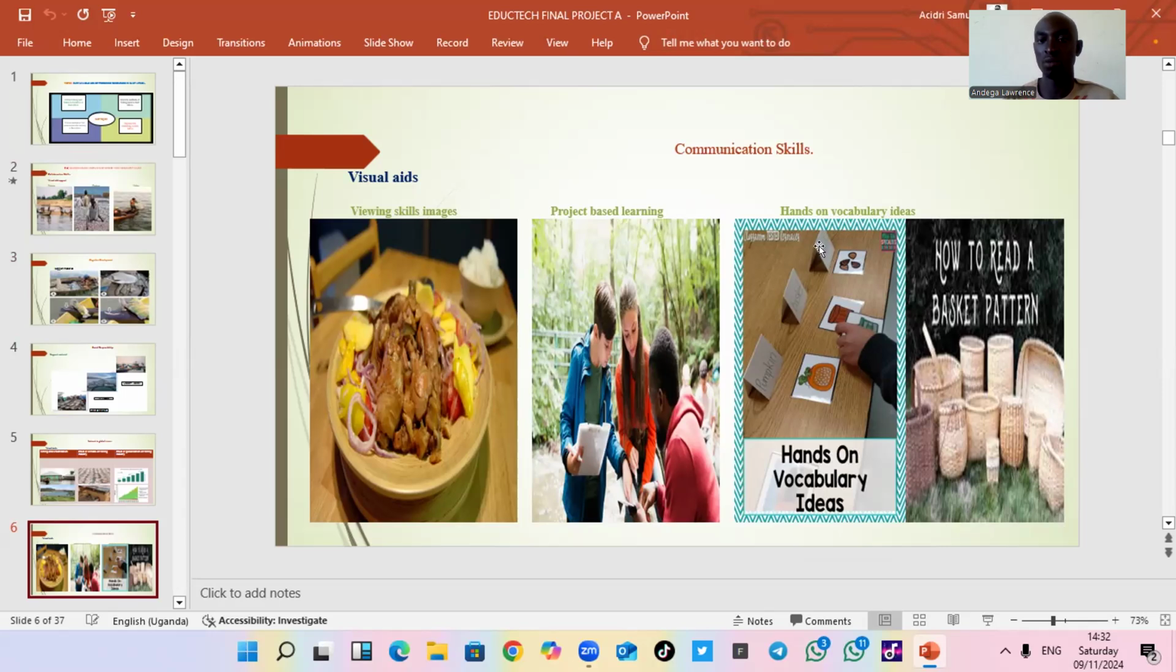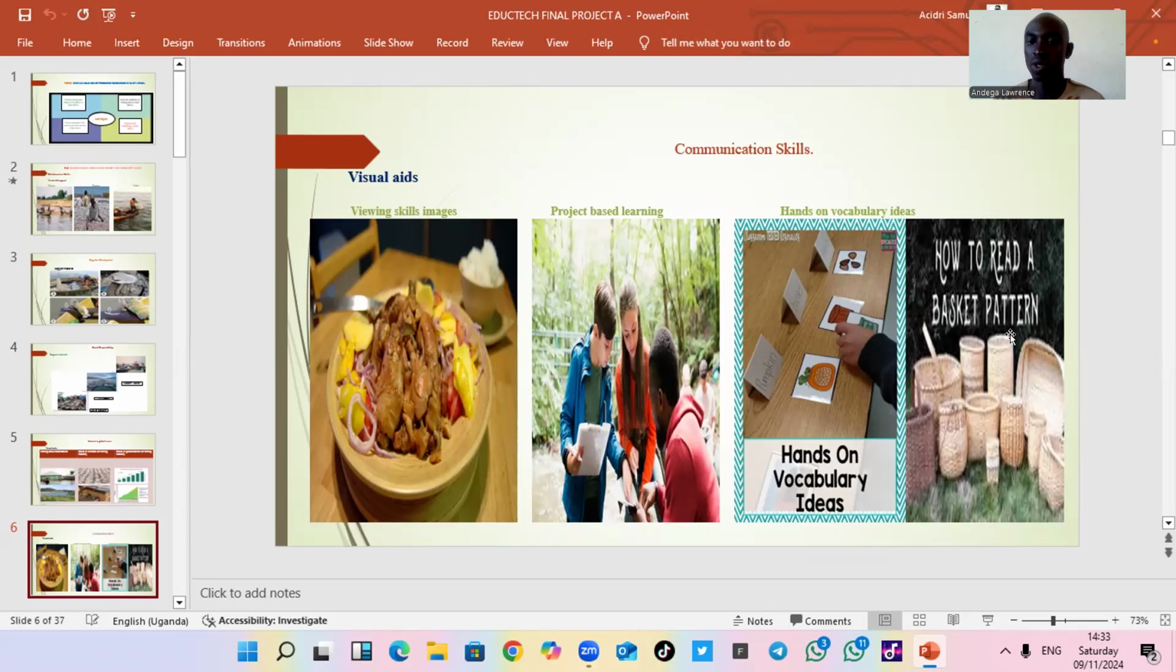Then hands-on vocabulary ideas. We can see here that there are words that have been put there and the related pictures. So the pictures are to be drawn by the learner. So that means they are practicing. And after drawing, they have to write it. And in due course, they are improving their communication skills of writing and drawing and many others.